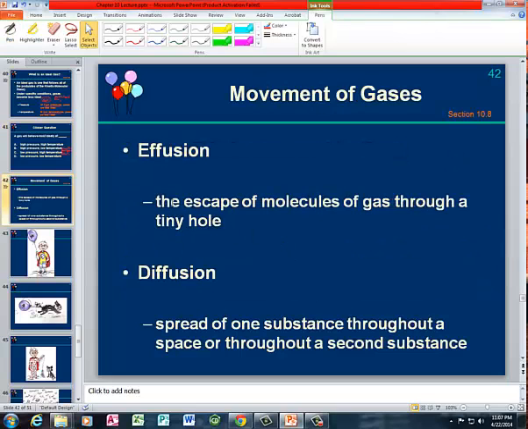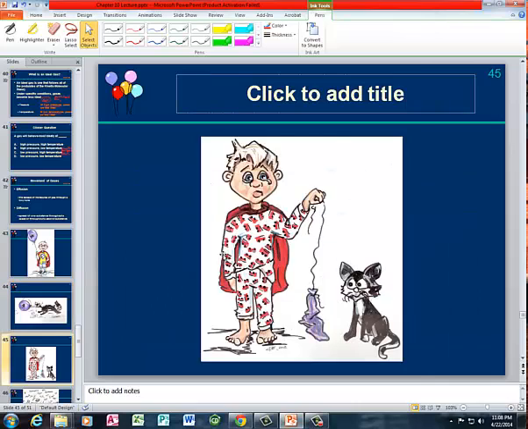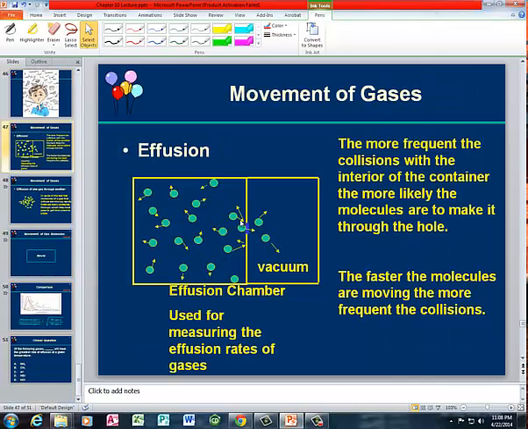All right, let's talk about effusion and diffusion. Last thing we're going to do. Effusion, as you remember, is the escape of molecules of gas through a tiny hole. Diffusion is just the spread of one substance throughout the space of another substance. So if I open up a bottle of perfume, for diffusion, it takes a while to get through all of the particles of air, oxygen, nitrogen, carbon dioxide, etc. And effusion looks like this. Effusion is just the number of particles of gas that can get through a tiny hole.